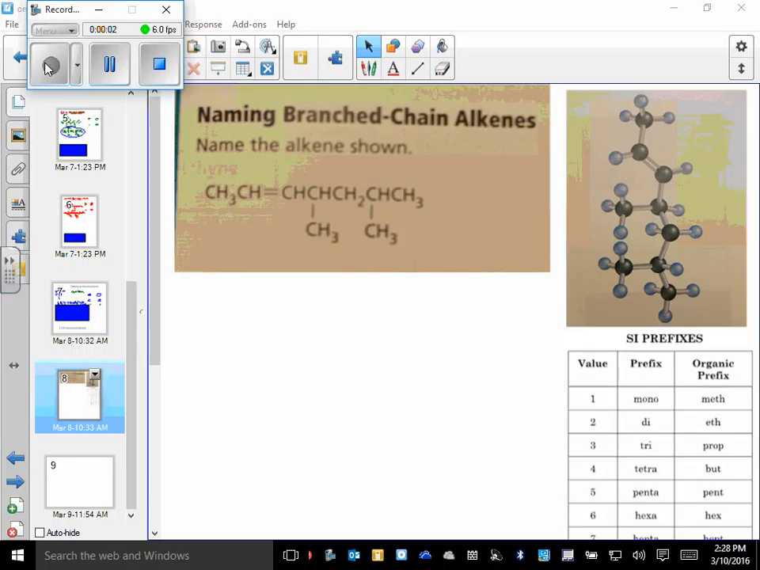Here's an example of naming a branched chain alkene. So we're going to notice that we follow a very similar process that we did with naming alkanes. First thing you should notice that's different about this than before is we have a double bond. So that double bond means that we're in the world of alkenes. We're in unsaturated. If that was a triple bond, we would be in alkynes. Okay, but there, we follow the same process.